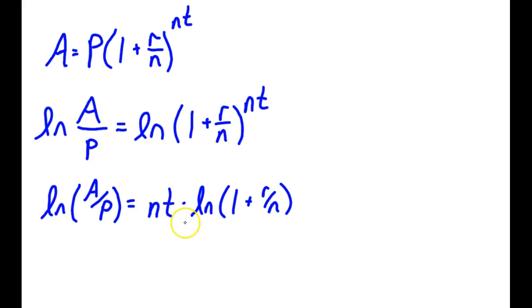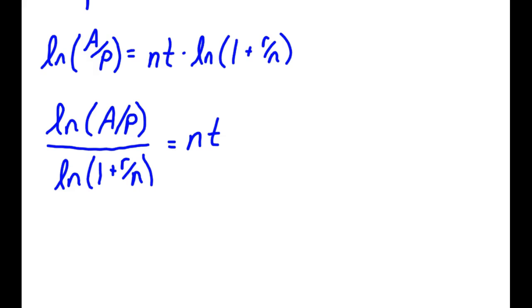So we need to divide both sides by the natural log of 1 plus R over N. So now we're left with the natural log of A over P divided by the natural log of 1 plus R over N equal to N times T.